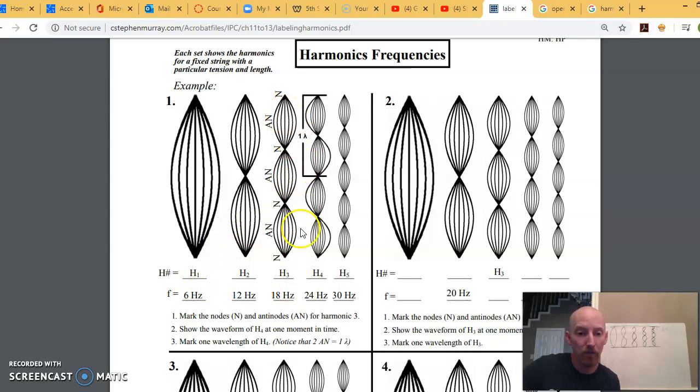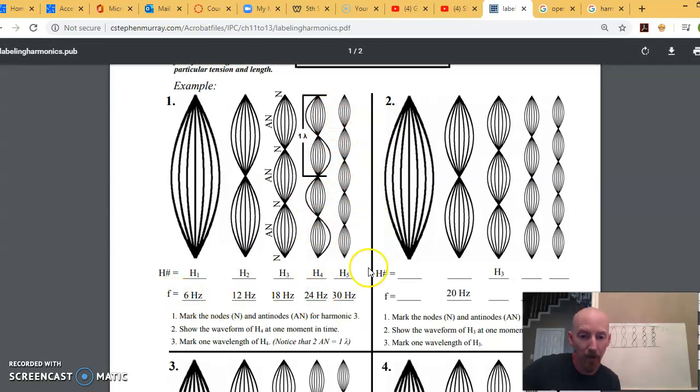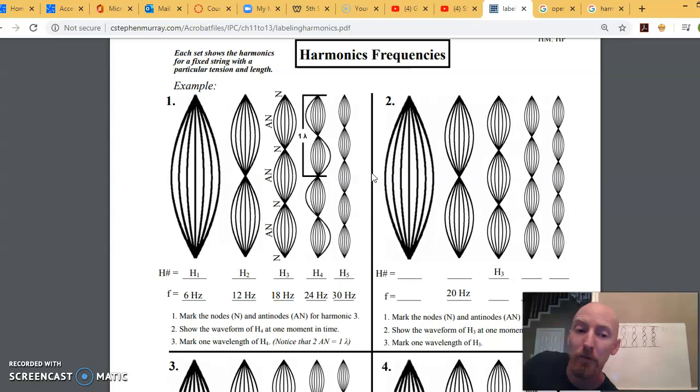6 times 3 is 18. 6 times 4 is 24. 6 times 5 is 30. If you want to know the sixth, you go 6 times 6 is 36. So going from fundamental to each harmonic is pretty easy. You just multiply by whatever harmonic you want.